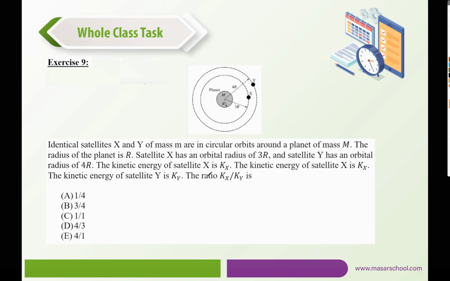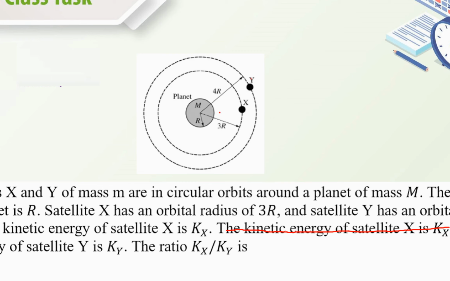The kinetic energy of satellite X is Kx. The kinetic energy of satellite Y is Ky. We need to find the ratio Kx over Ky. We can directly eliminate potential answers by trying to understand what's happening. If we are closer to the center of the planet, it means that our kinetic energy is greater because the speed is greater. So Kx is greater than Ky, then the ratio Kx over Ky is a number which is greater than 1. Then we can directly eliminate A, B, and C. We're left with D or E.